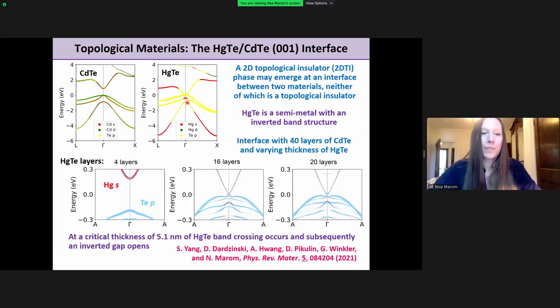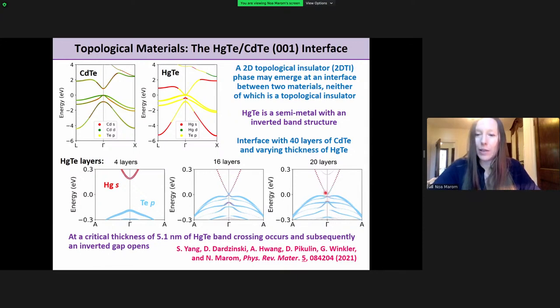Something very interesting. So if you have a small number of layers, you have just a trivial insulator at the interface. And here you can see the top of the valence band is made of the tellurium P states, and the bottom of the conduction band is made of the mercury S states. And as you start adding more and more layers, eventually you get this band crossing. And as you add more layers, you get this inverted gap opening with the band character changing.